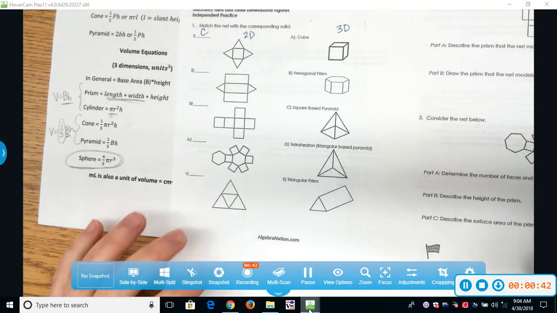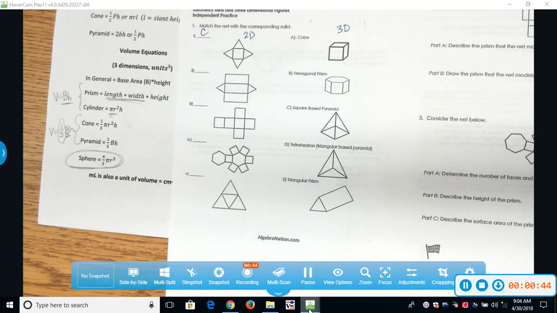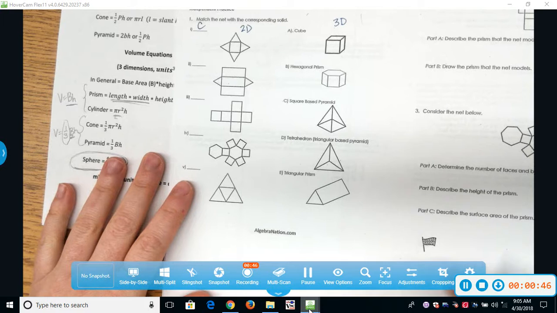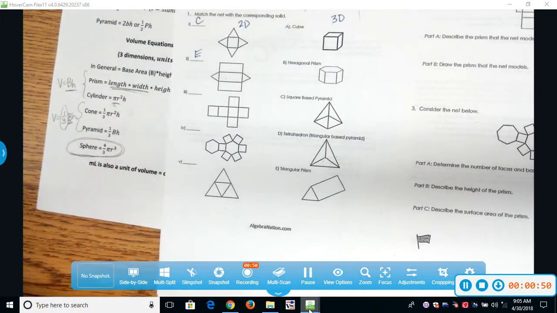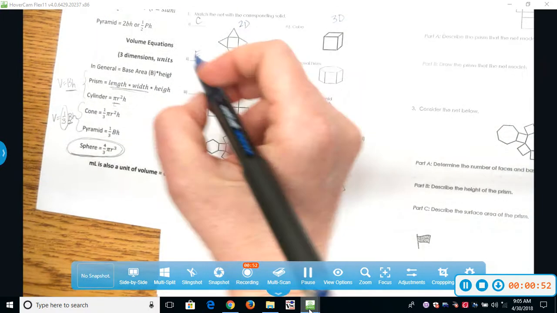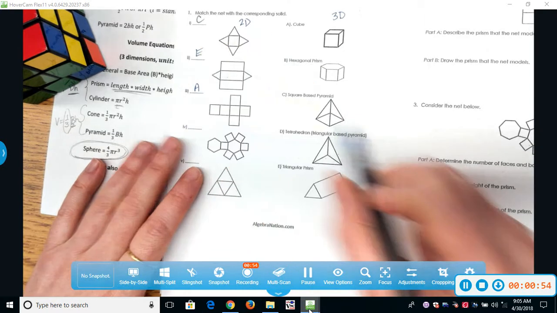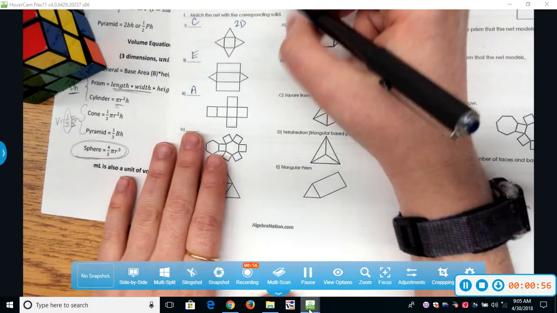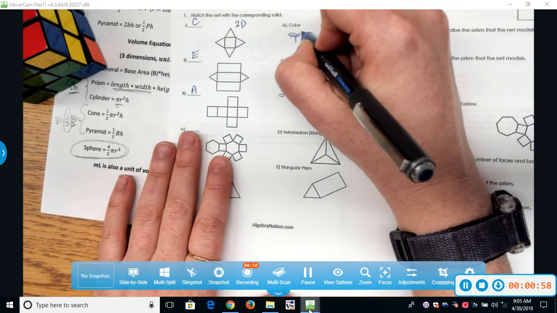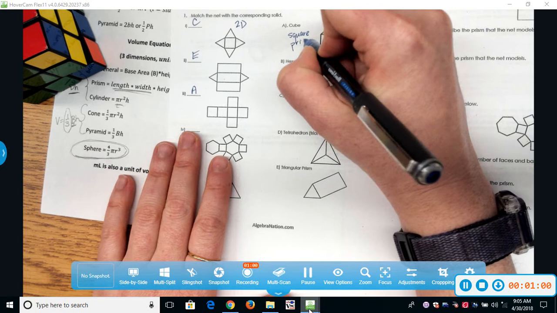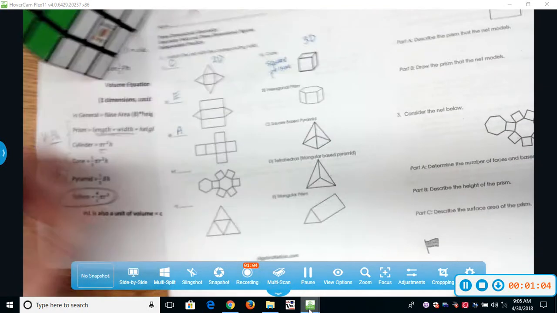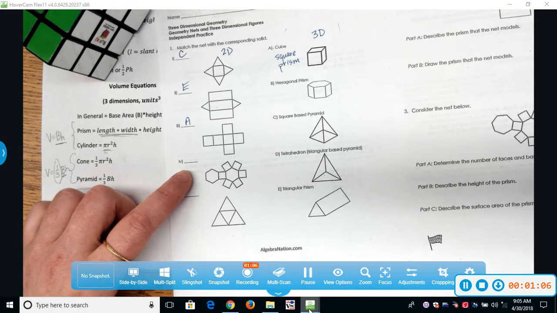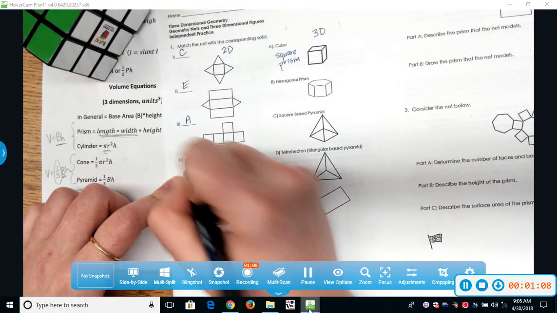All right, what about number 2? Which one? E. What about 3? A. A cube is a square prism. Square prism. Right? It's all squares. What about 4?